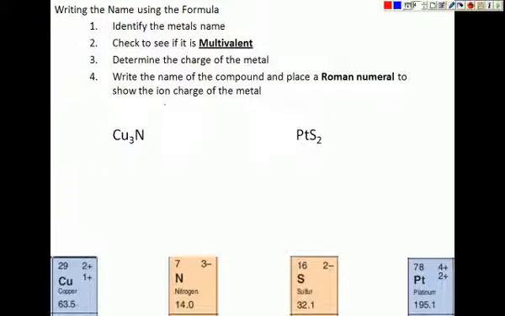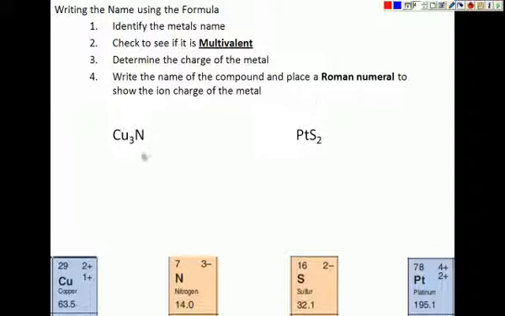Let's take a look at how to write the name. Writing the name of the formula has 4 steps: identifying the metal, check to see if the metal is multivalent, determine the charge of the metal, and then write the name of the compound and place a Roman numeral to show the ion charge of the metal.